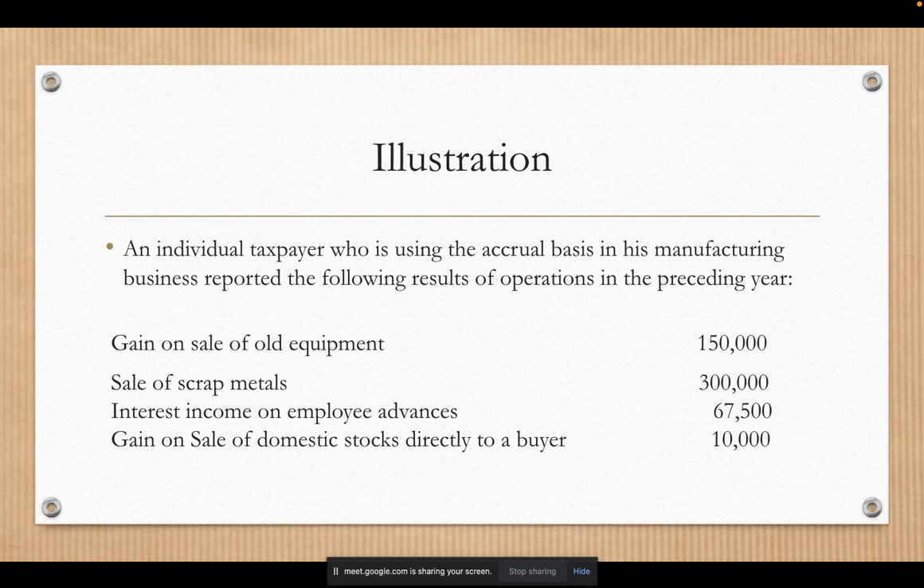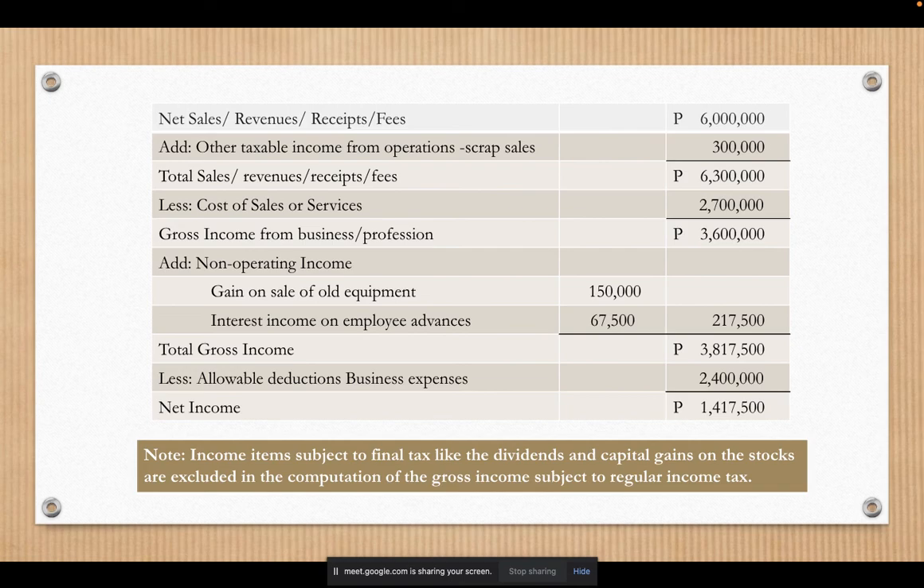Gain on sale of old equipment is 150,000, sale of scrap metals 300,000, interest income on employee advances of 67,500, and gain on sale of domestic stocks directly to a buyer of 10,000. So you will see here that we are adding the 300,000 other taxable income from operations, scrap sales. That makes our sales revenues, receipts, fees total of 6.3 million. Then we deduct the cost of sales of 2.7 million. Therefore, the gross income from business is 3.6 million.